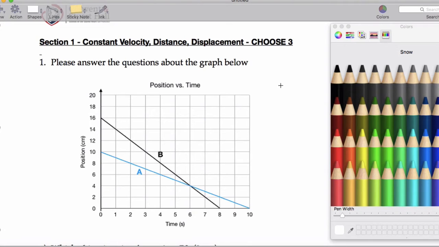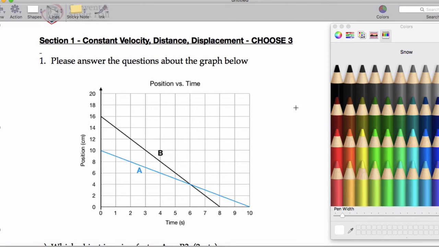All right, I wanted to go ahead and take a look at the practice test, and I'm looking at question number 1. So, we have two objects, and we've plotted their position versus time. And if you notice, this is the constant velocity, distance, and displacement section.